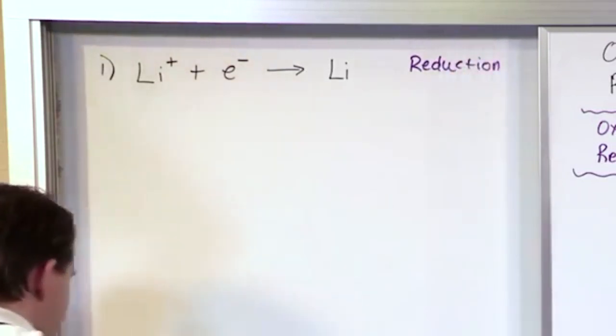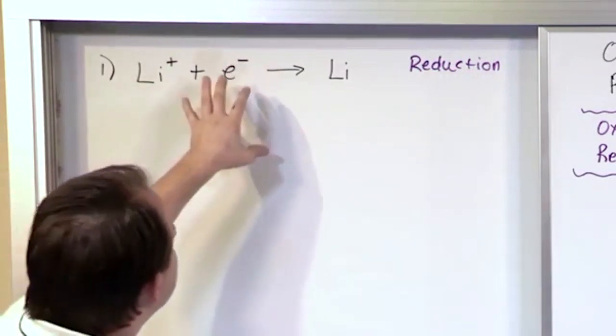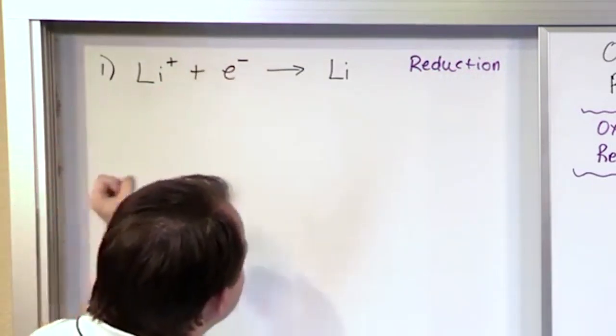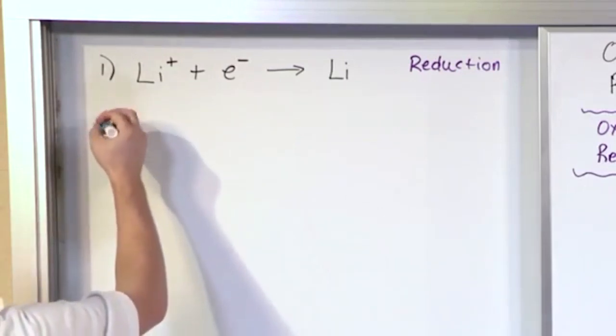Really, in order to identify oxidation or reduction, all you have to do is look and see, is the item you're talking about taking in electrons, or is it donating electrons back into the solution or whatever we're talking about.